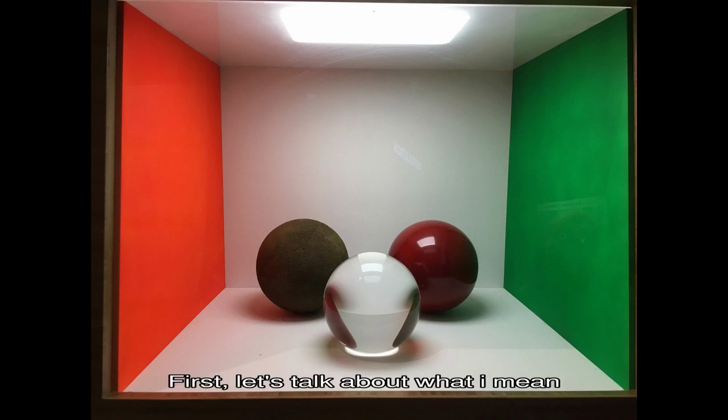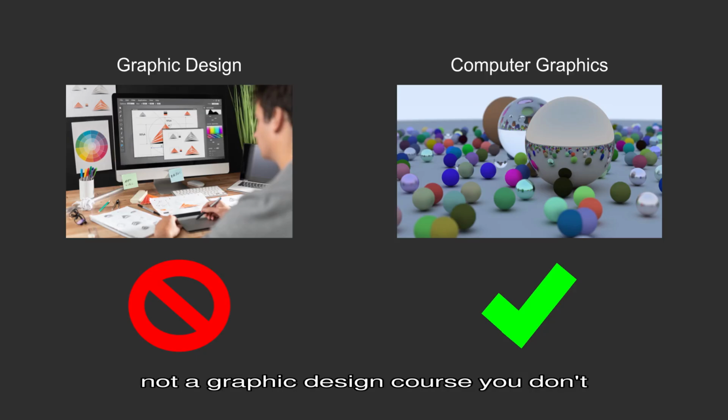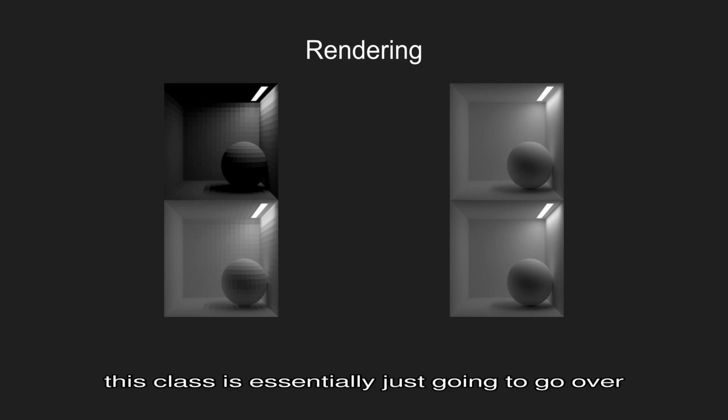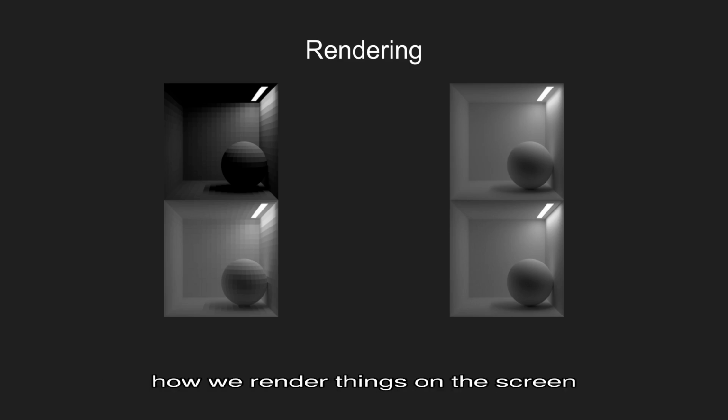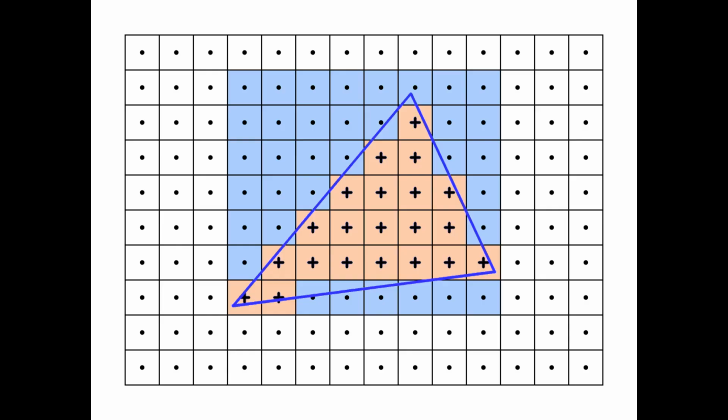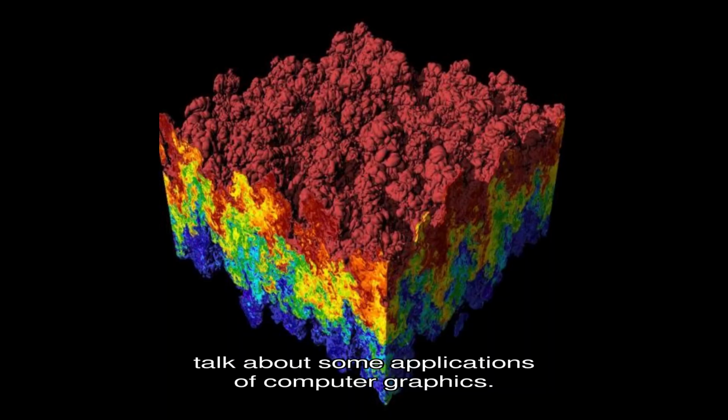First, let's talk about what I mean when I say computer graphics. This is not a graphic design course. You don't need any artistic ability whatsoever, and this class isn't going to help you develop any artistic abilities. This class is essentially just going to go over how we render things on the screen, though we'll almost entirely be going over one specific way to do this called rasterization, which I'll get into in a bit. First, I'd like to talk about some applications of computer graphics.